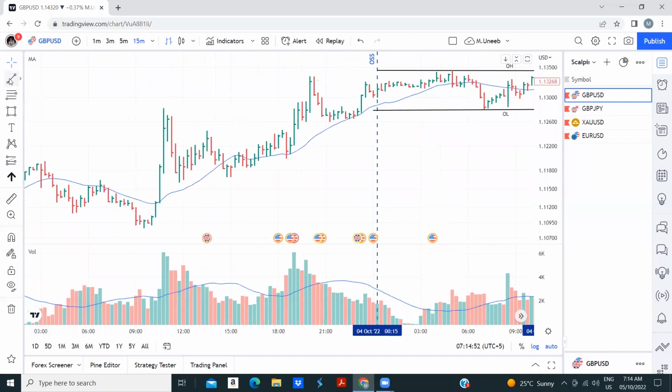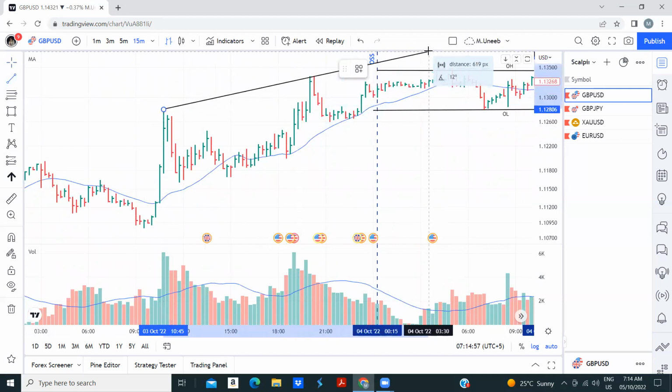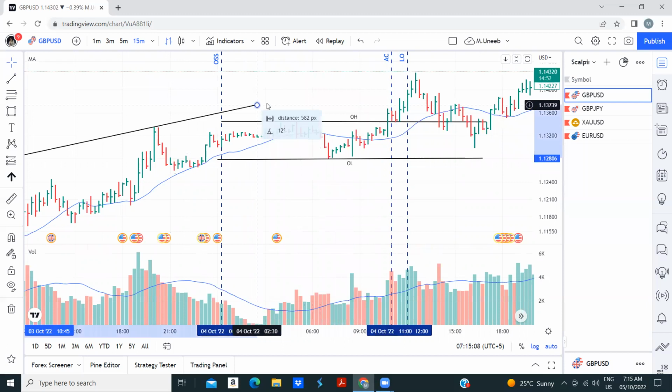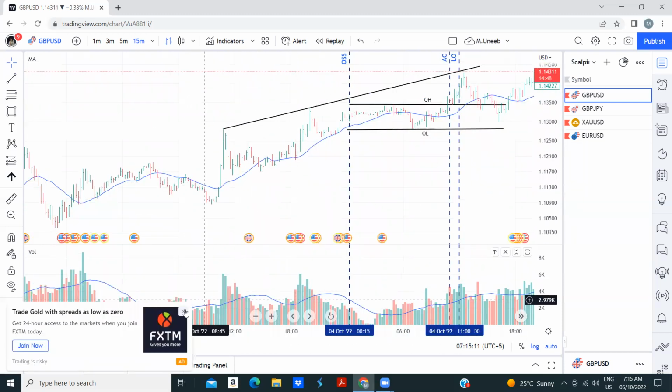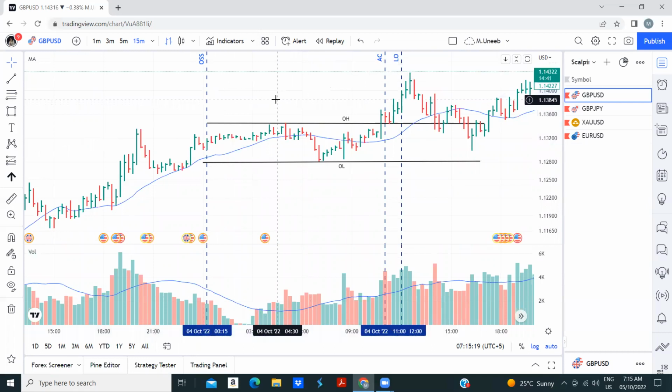So I will match these two, this one high and this one high, and extend it. Okay, and see if before the overnight session started I got any kind of shortening of the thrust to the upside. I did not get it. So it means there is no bullish buys.